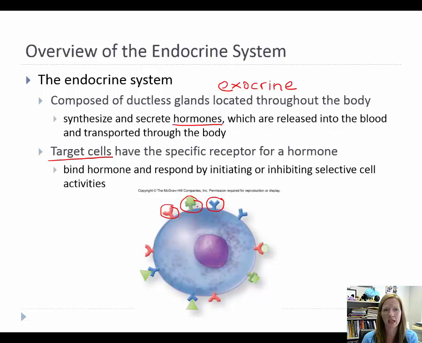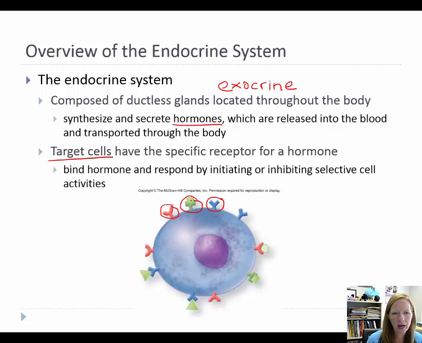Not all cells are like this. Some cells might have 1 receptor. Some cells might have more than 3 receptors. It just depends on the cell that it is. But this field goal shaped receptor can only bind 1 type of hormone. Let's say it's insulin. It is only going to bind insulin, and that is it. So it's very shape specific, your receptor and hormone complex.